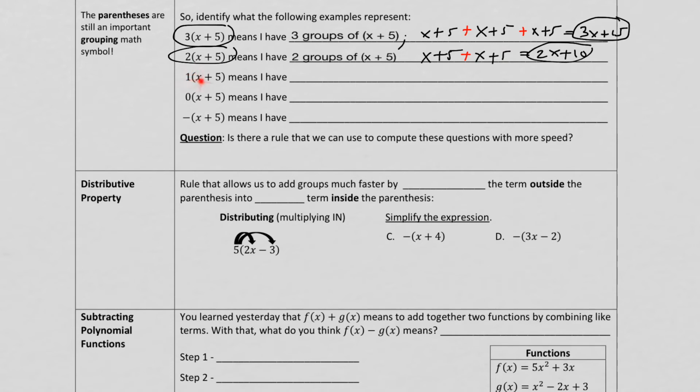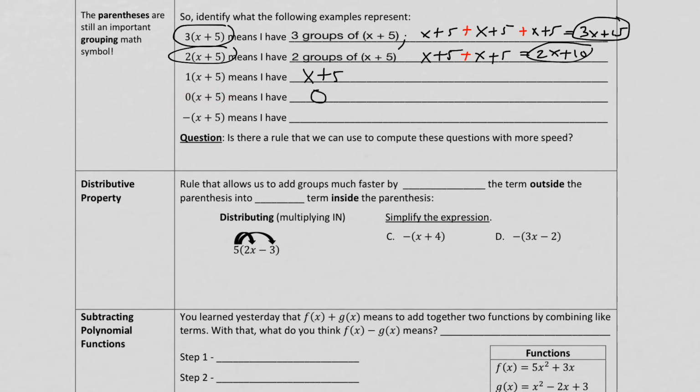1 times the quantity x plus 5 just means I have one group of x plus 5. So here I just have one of them. So I just have x plus 5. And in fact, at that point then I'm done. When you see the next one, 0 times the quantity x plus 5, although we know that 0 times anything is 0, this just means I have 0 groups of x plus 5. So here I have nothing.